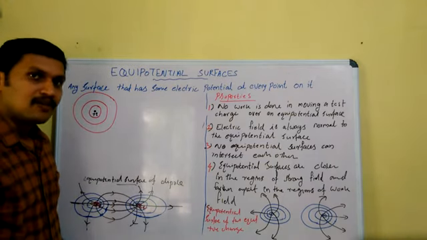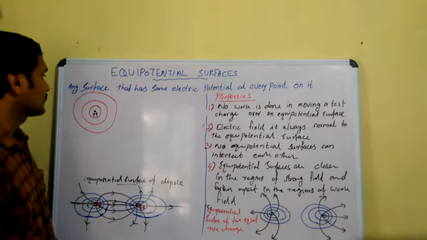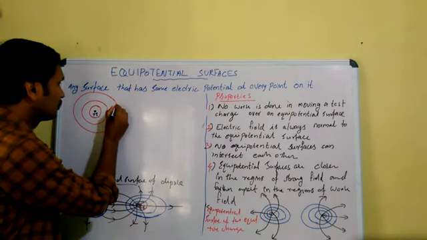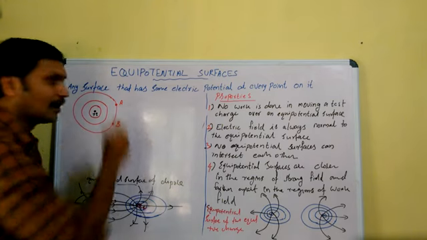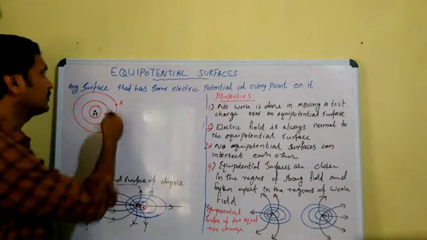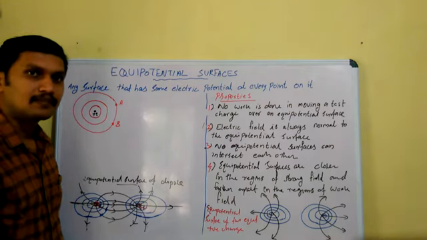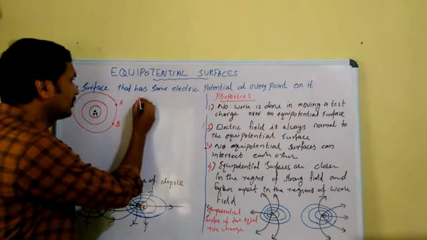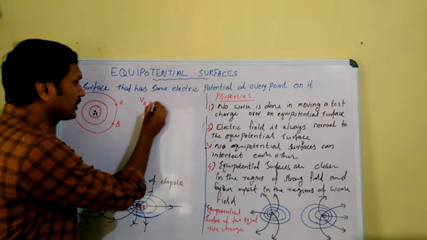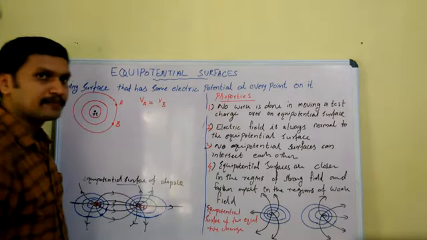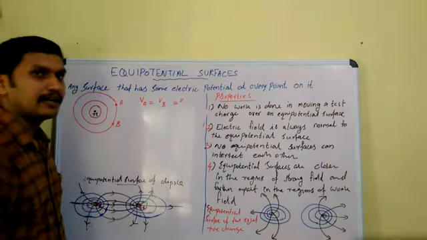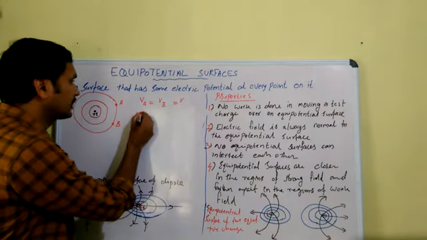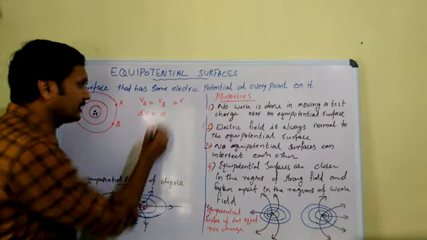And see, for this equipotential surface, suppose we take two points on it. A and B are two points on the same equipotential surface. We have already seen that the potential at A and the potential at B will be the same. That is, the same potential is at A and B. So the potential difference between these two points is 0.